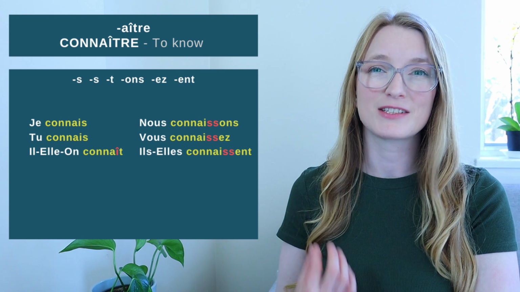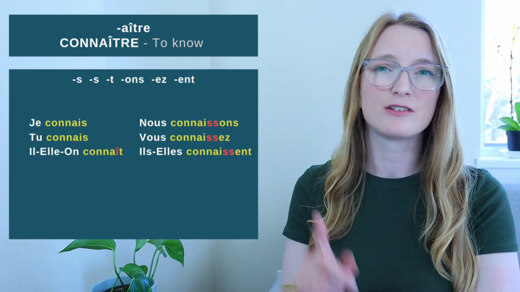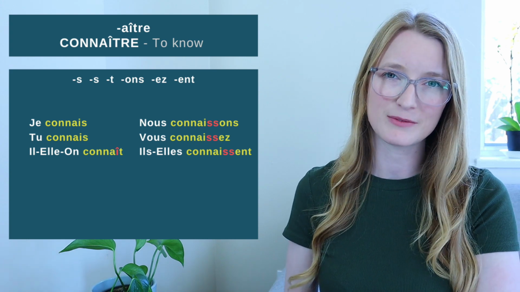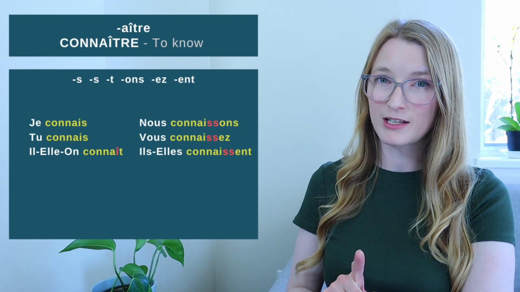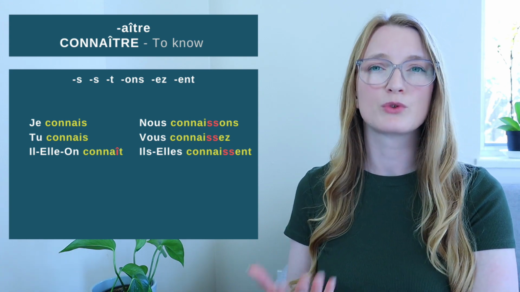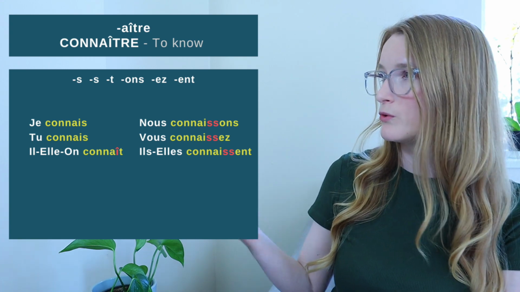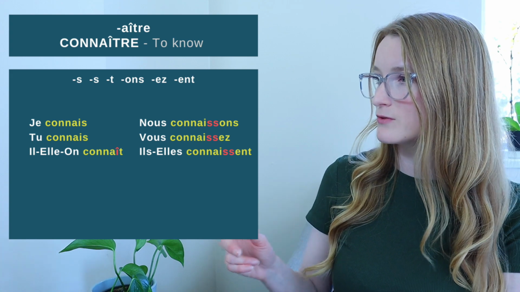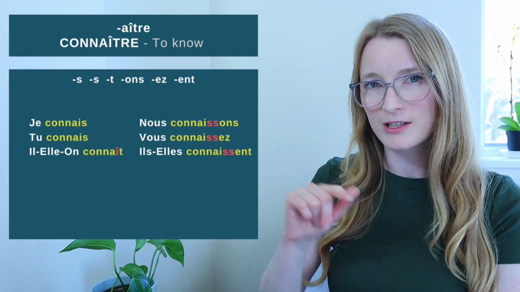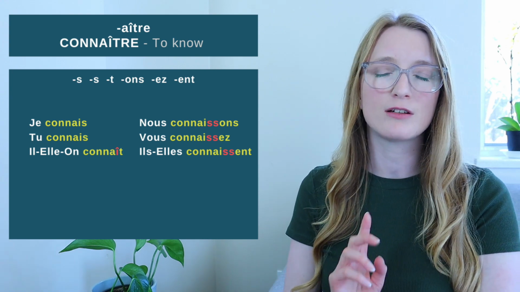Connaître has a very specific spelling. As you can see, we have a little hat, the accent circonflexe on the i. We are going to keep it only for il, elle, on. Il, elle, on connaît. The other ones I'm not going to keep it. So for the stem, for the singular one, we are going to keep only connais. No little hat, no accent circonflexe for je and tu, only for il, elle, on.